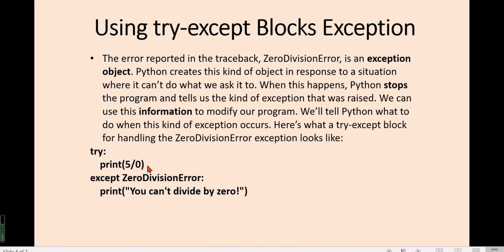But if Python finds some error with the statement in the try block, then Python will look for this type of error in the except block. If it is found in the except block, then the statement inside the except block will be run. If it is not found, then the traceback information will be displayed and the program will be stopped.